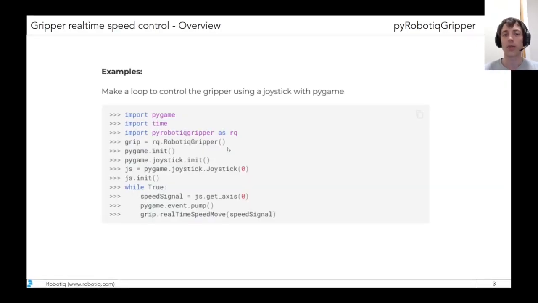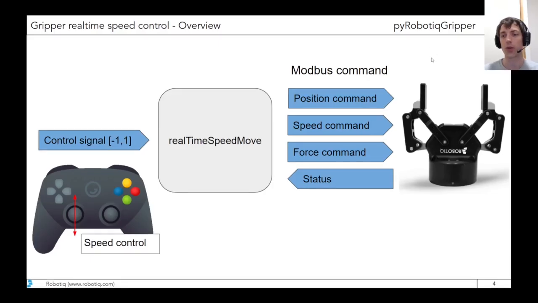Here is an example of how you would use this function. Basically, you will use this function in a control loop. With the basic baud rate of the gripper, you can reach a control loop of about 100 Hertz. It works like this. In the control loop, you would retrieve the control signal, so the position of the joystick, and you would feed that to the real-time speed move function. It's pretty simple.